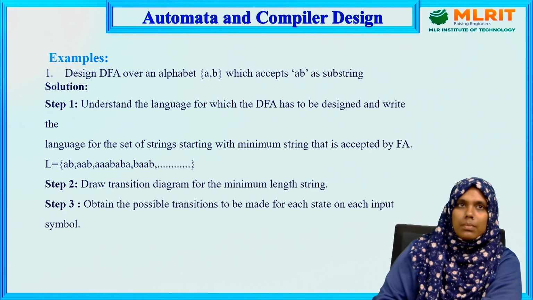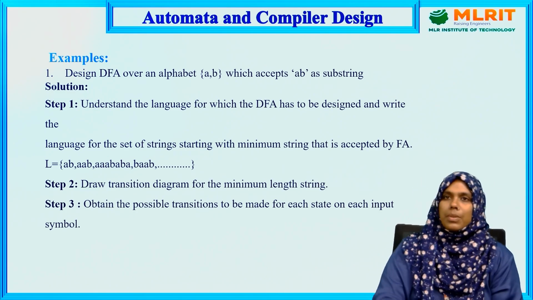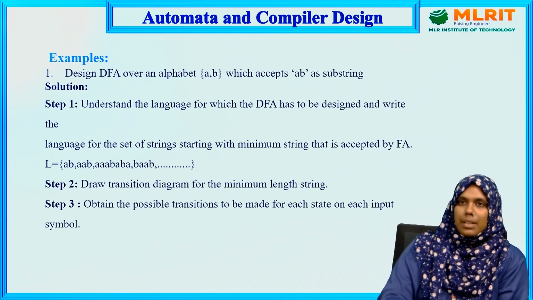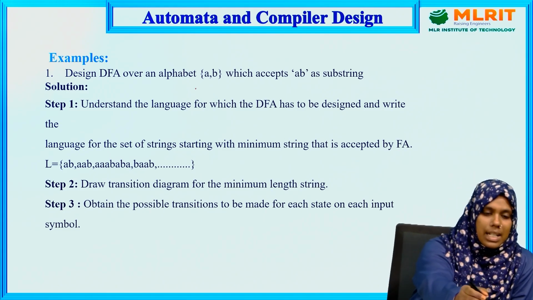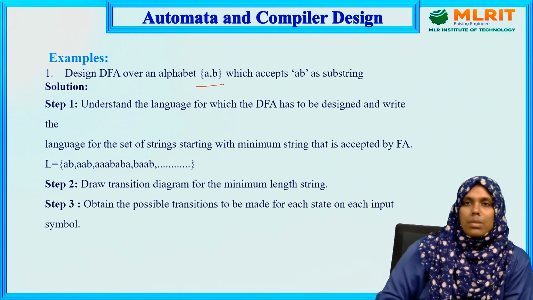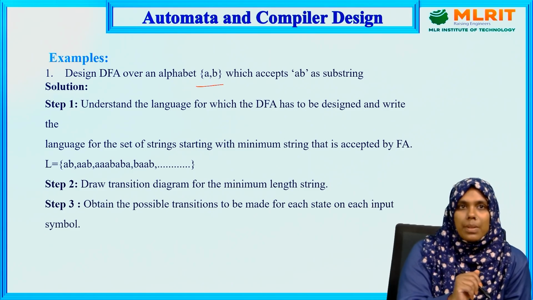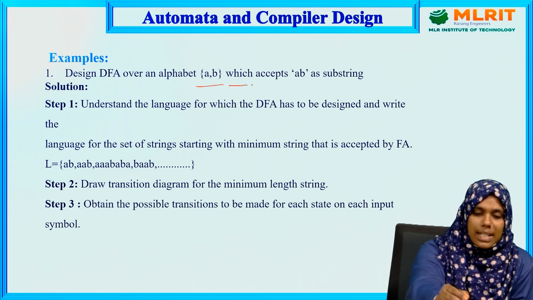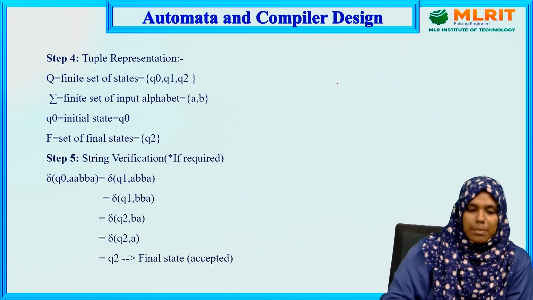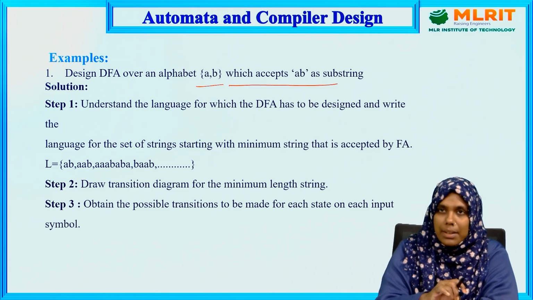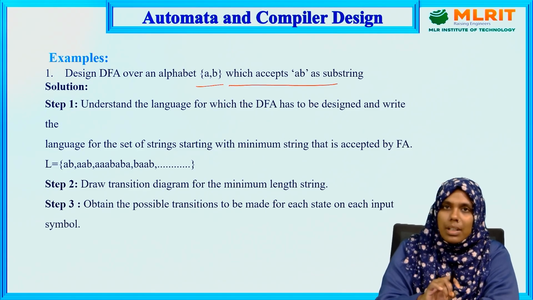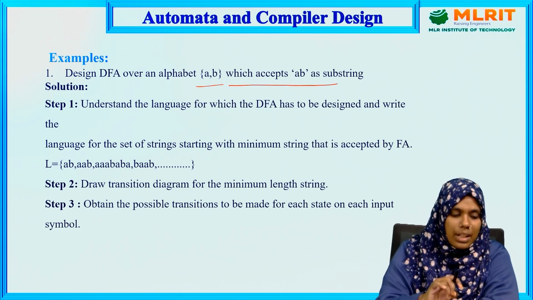Now, here we see some examples for defining the deterministic finite automata. The first example is: design a DFA over the alphabet a, b, which accepts the string AB. That means whenever you design this DFA, the substring AB should compulsorily be present.